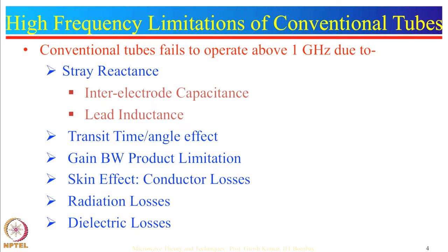The vacuum tubes can be operated at very high voltages and these can generate high powers also. But these vacuum tubes are useful below microwave frequencies only, because at microwave frequencies these conventional tubes will have some limitations such as inter-electrode capacitance, lead inductance, transit time effect, gain bandwidth product limitation and so on. I will discuss these limitations one by one. So, let us start with inter-electrode capacitance.